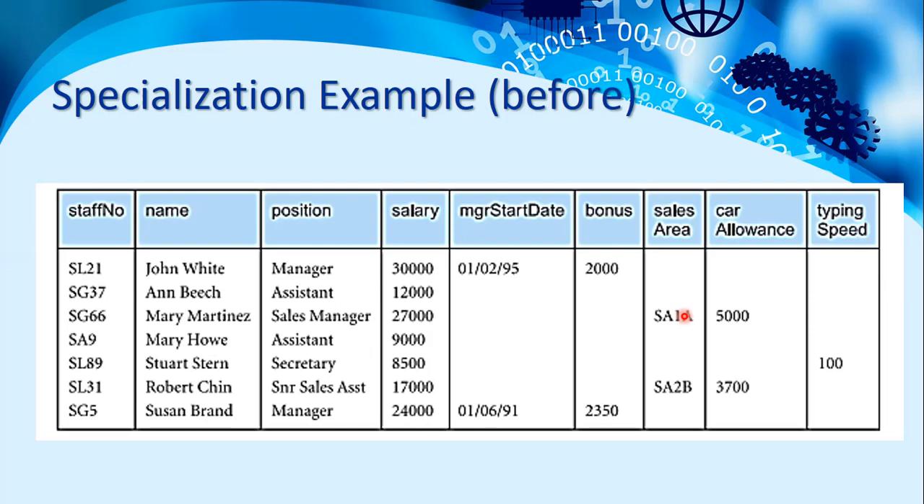Also, Mary Martinez and Chelsea Robert Chin are the only members who have values for the sales area and the car allowance. And so on and so forth. So we could extract all of these members that are distinct, and therefore we could come up with the same solution as earlier.